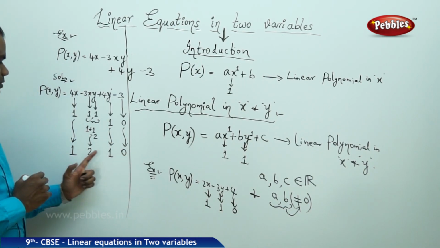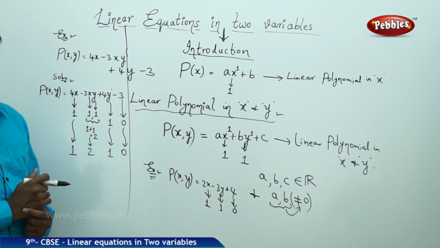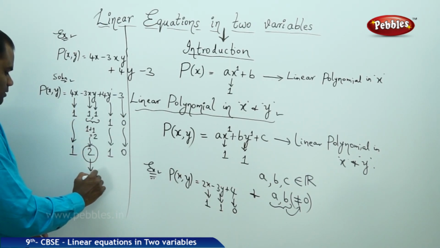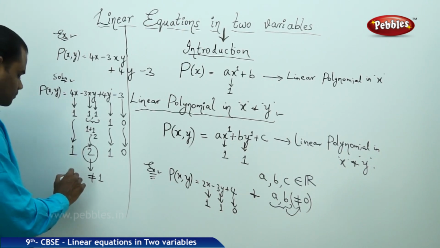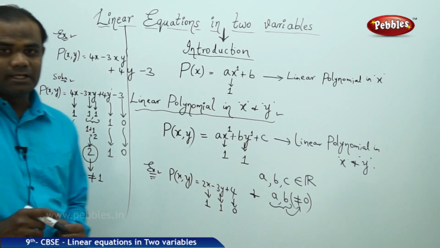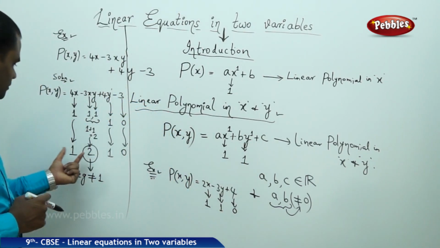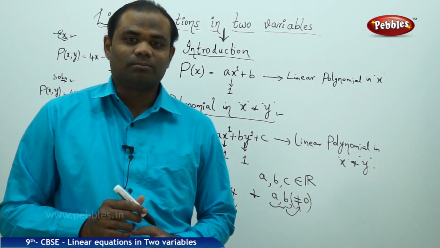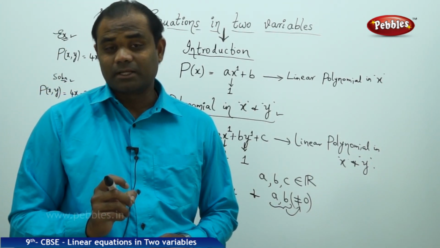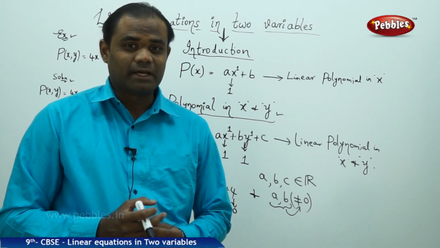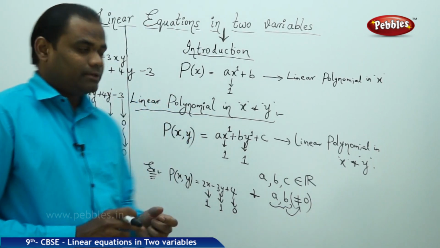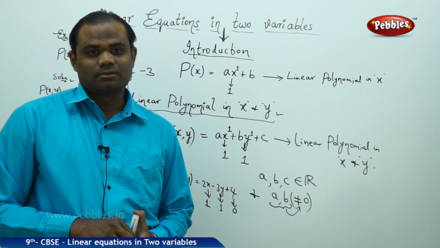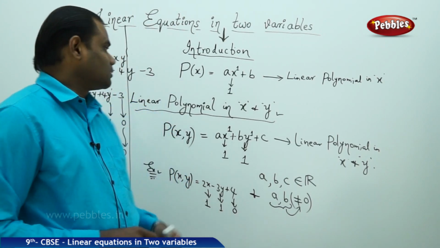Therefore, when I compare each of the degrees 1, 2, 1 and 0, I identify that the second term, which has degree 2, is not equal to 1. Now, because the degree is not equal to 1, the highest degree for the second term is 2. It cannot be a linear polynomial. For a linear polynomial, the degree must be equal to 1. The highest degree of the entire polynomial must be equal to 1. Degree 2 is not equal to 1. Therefore, the given polynomial does not satisfy the condition, is how we understand the concept.